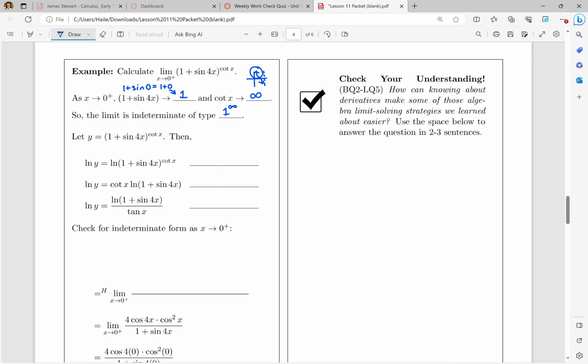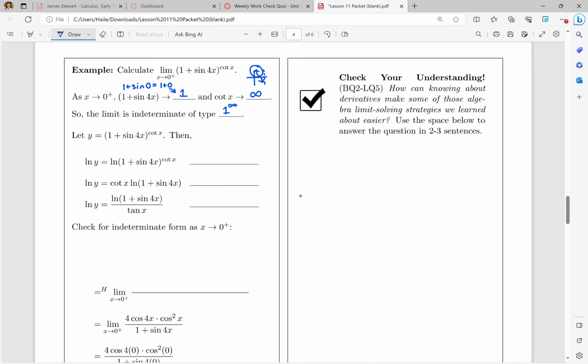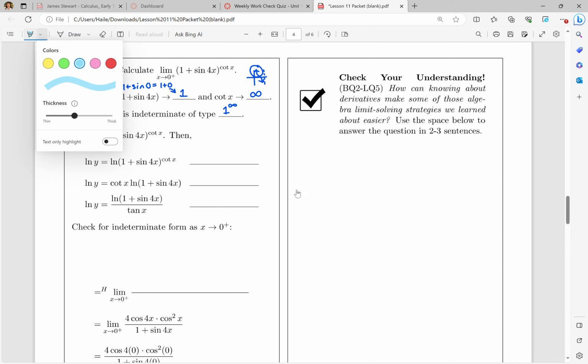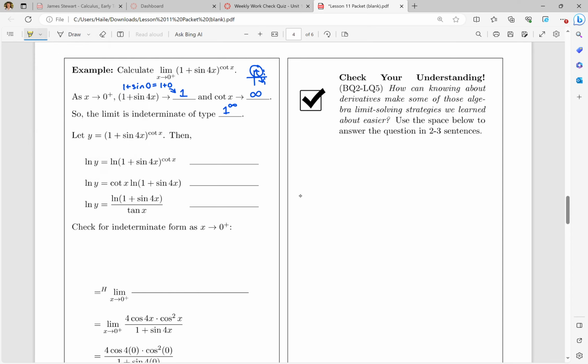So if you haven't seen logarithms in a while, now would be a good time to go back and refresh your memory on that. So what we're going to do is define a variable for the entire expression in the limit. Let y equal the entire thing inside of the limit, and we're going to manipulate it a little bit with logs.